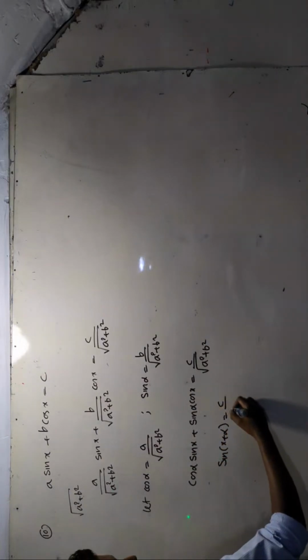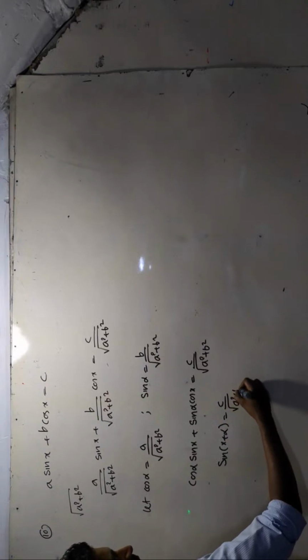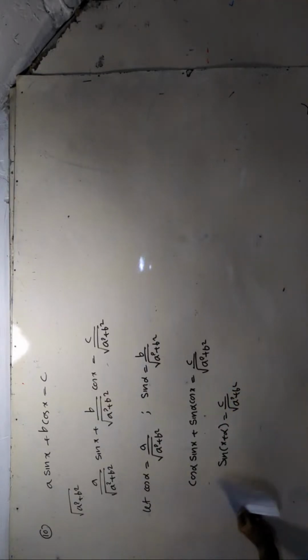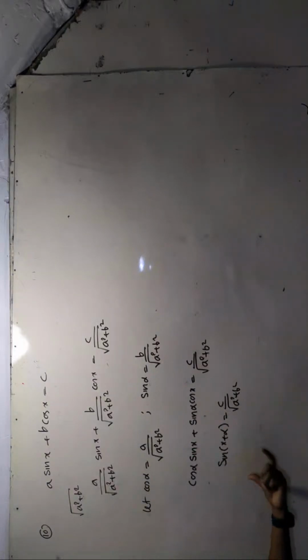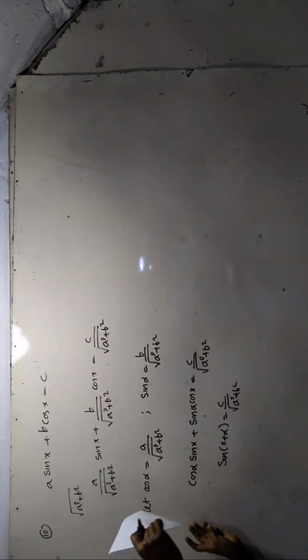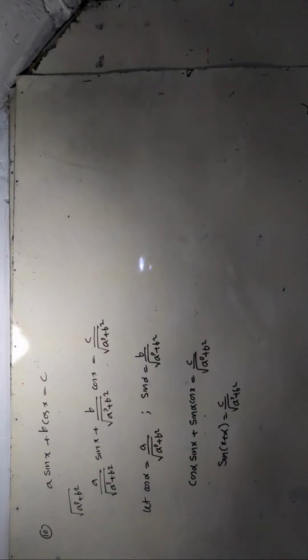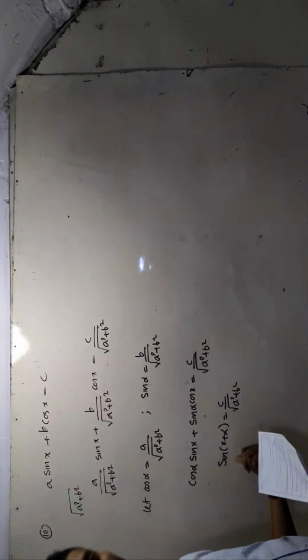That is equal to C over root A squared plus B squared. Now, from this we know that if x is real, then the sine is real, so the value should be taken in between -1 and +1. So that is the interval of sine. What is the minimum value? -1. Maximum value? +1. So we can get that inequality from that.